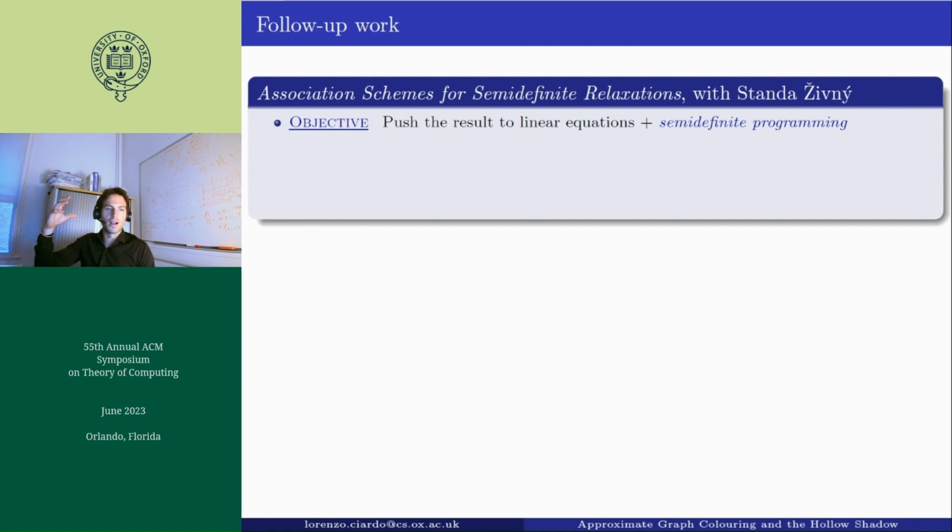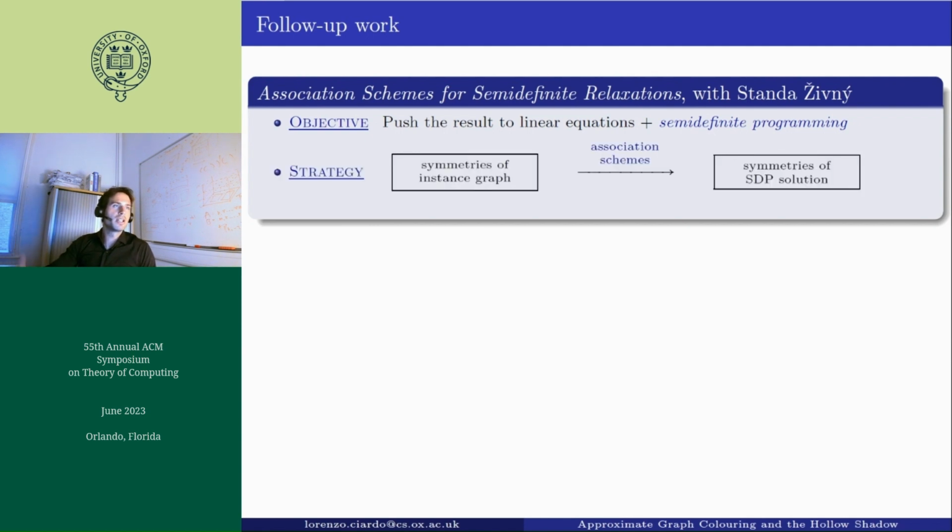So our methods essentially don't distinguish the structure of the instance. They only care about the number of vertices. On the other hand, semi-definite programming is able to distinguish the structure of the instance when applied to coloring. So the strategy for facing this problem here has been to actually make use of this fact. So we have built a way to translate the symmetries of the instance graph into symmetries of an SDP solution. And the way we operate the translation comes from algebraic graph theory, and it's through the notion of association schemes.